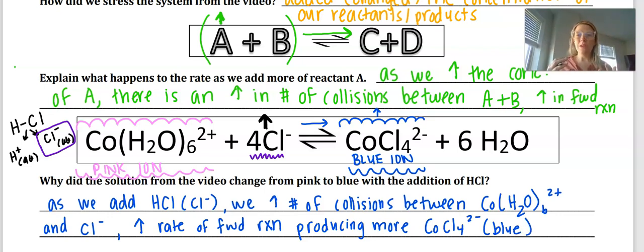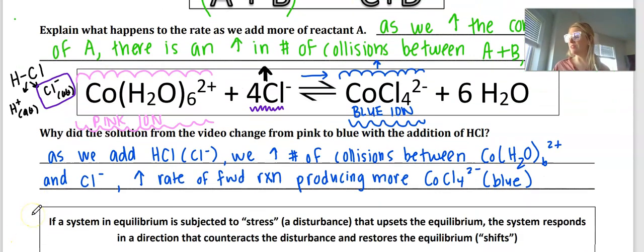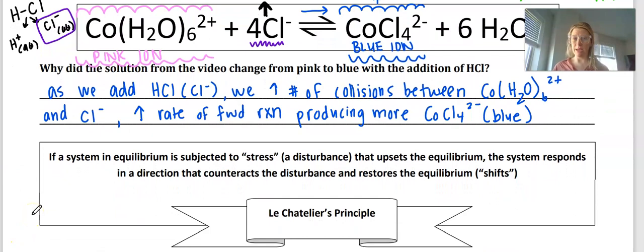Okay, so you have to think each time we talk about addition of one of our substances, how is that impacting number of collisions? Is it causing an increase in the forward reaction or an increase in the reverse reaction? And is it producing more or less of each of these ions? This idea is called Le Chatelier's principle, okay?